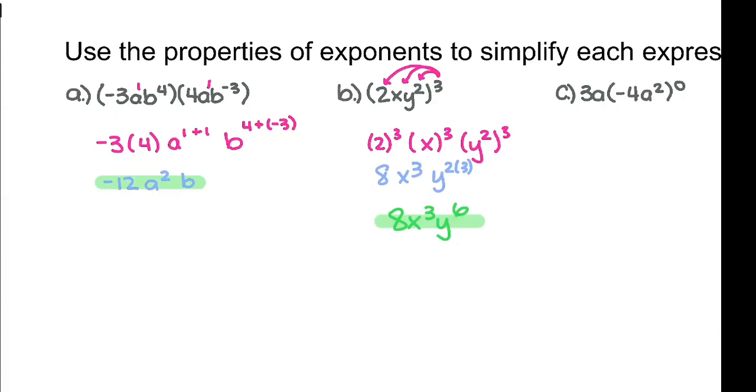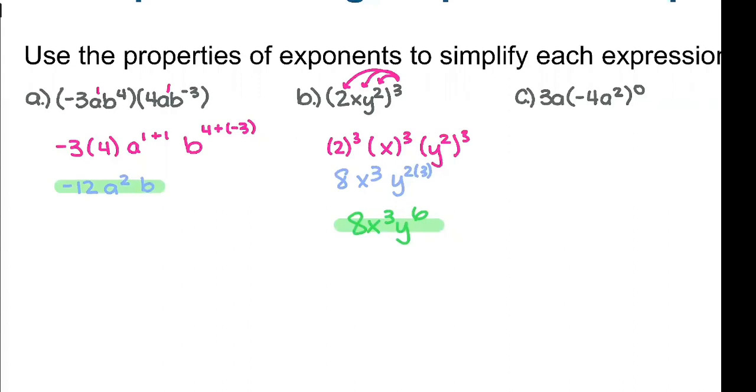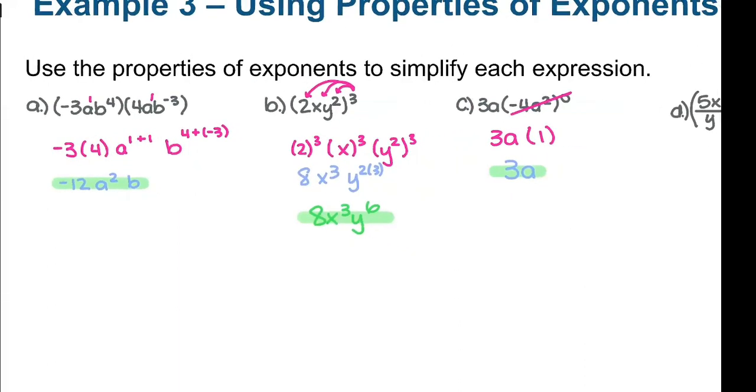For C, we have 3a times negative 4a squared raised to the power of 0. Remember, anything raised to the power of 0 is 1. So this negative 4a squared raised to the power of 0 is just going to turn into 1. So we have 3a times 1. So 3a times 1 is just 3a. Our solution is 3a.